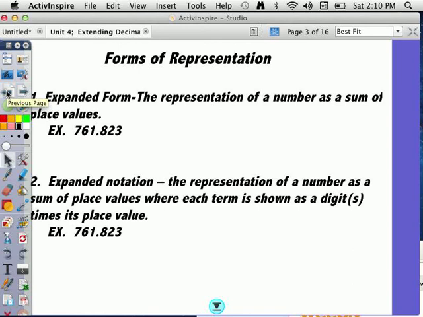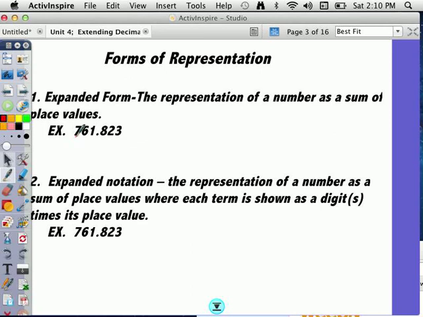We're going to start with forms of representation. Students are expected to use expanded form, which is the representation of a number as a sum of its place value. Mr. Valentine is going to show us an example. So we have the number 761 and 823 thousandths. As Ms. Holland did state, this shows the sum of the numbers according to their places in the number, which is their place value.